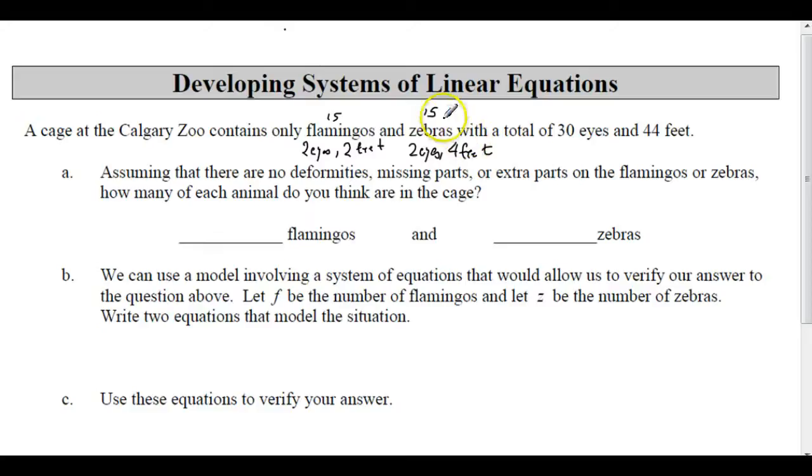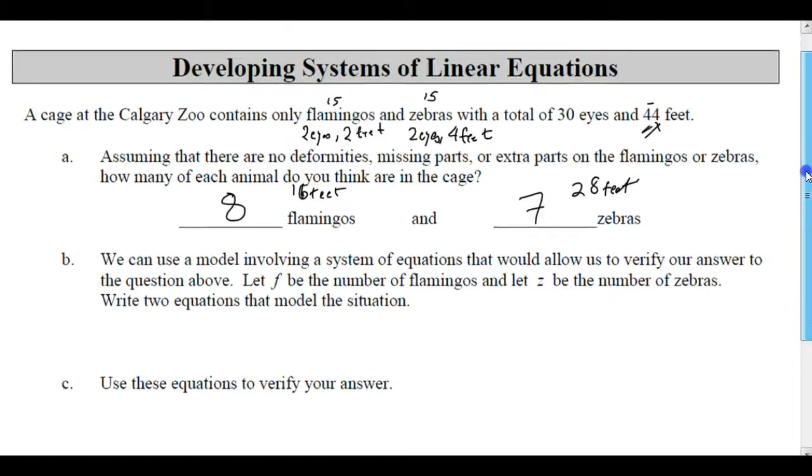Well, let's see. If there were 10 zebras, that would give us 40 feet, and then 5 flamingos would give us 10 feet, and that's too many. If there were 8 zebras, we'd have 32 feet, and then another 14, which is 46. That's too many, so let's go with 7 zebras and 8 flamingos. We know we need a total of 15 animals, which will give us the 30 eyes. This will give us 16 feet, and this will give us 28 feet, which is the 44 feet.